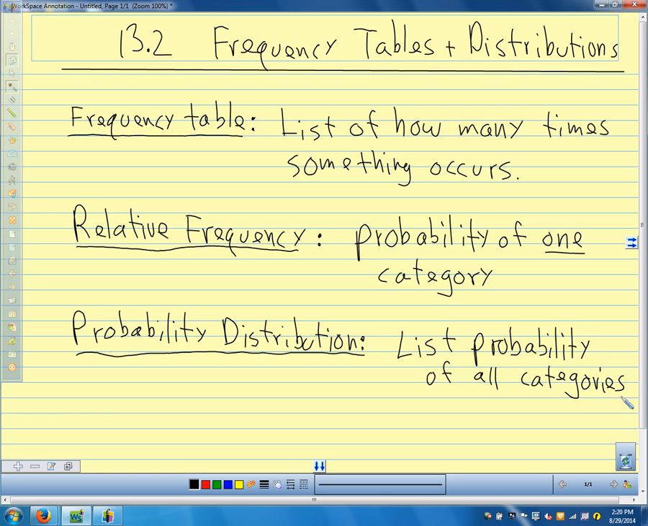So that's all there is to this. We'll do a couple of examples of frequency tables. Probabilities are really easy to get from frequency tables. So are we good with our definitions? Okay, let's look at an example.